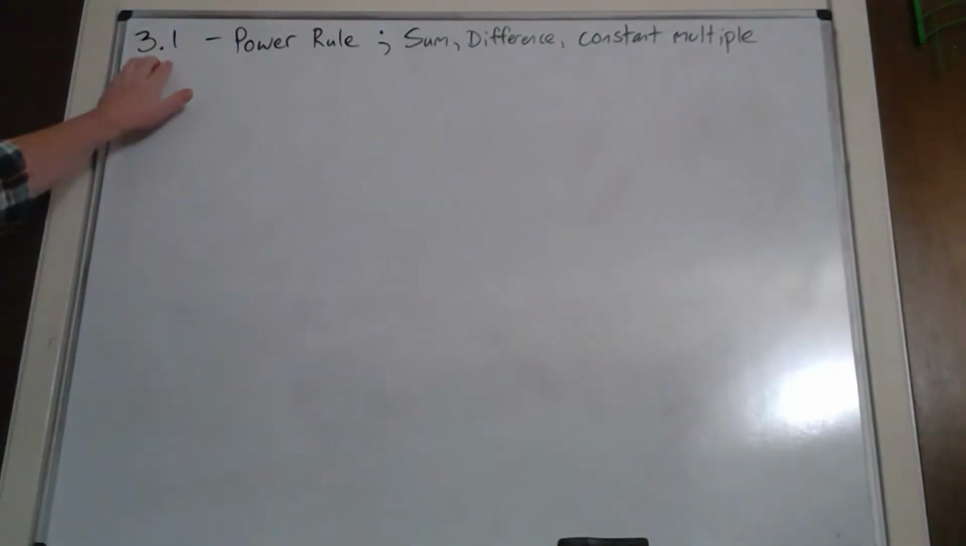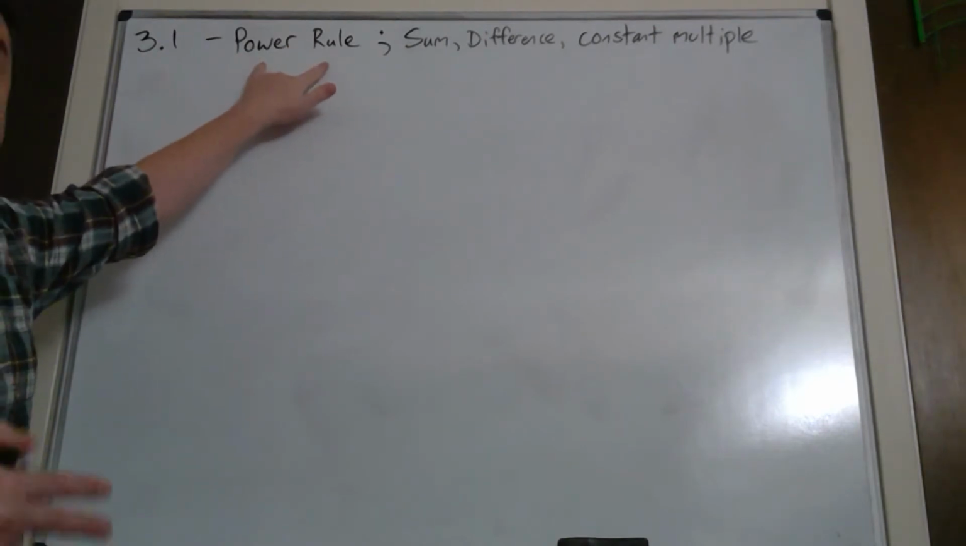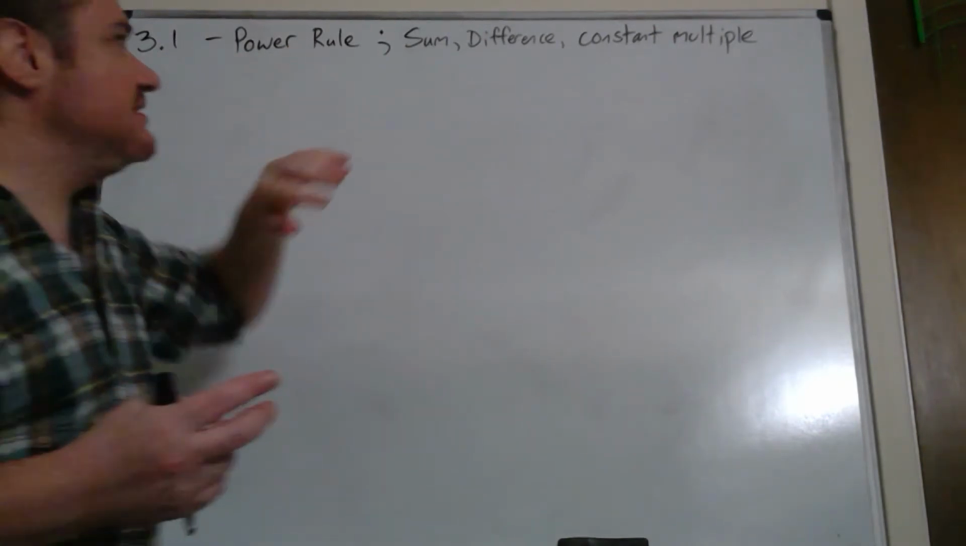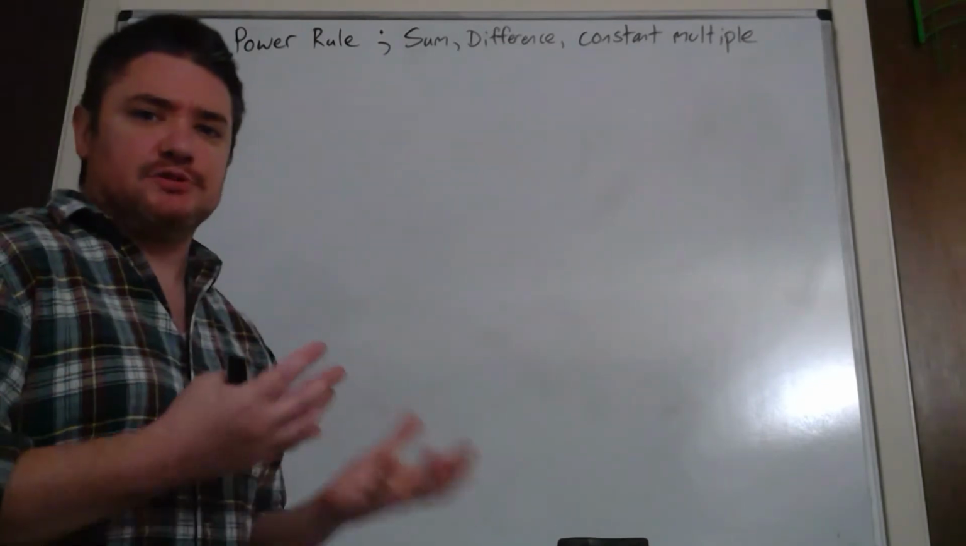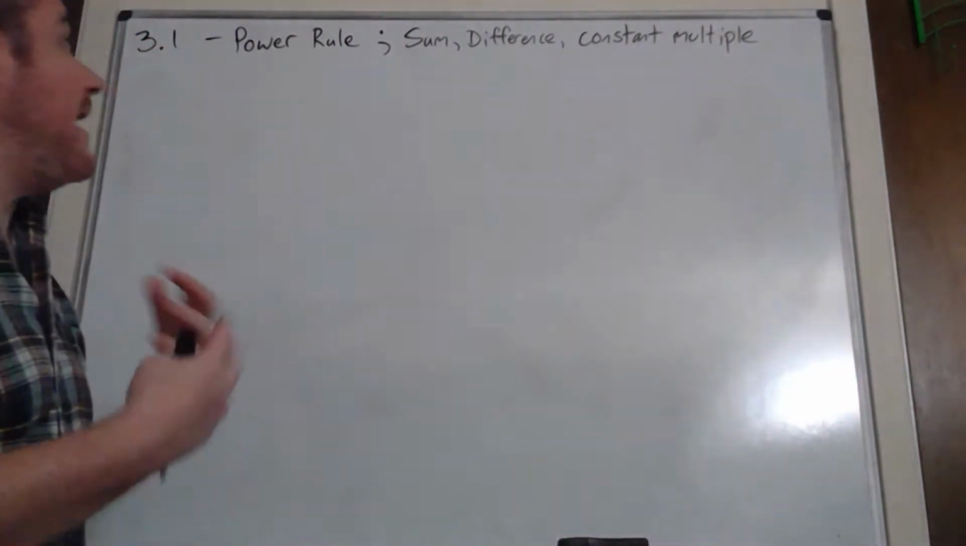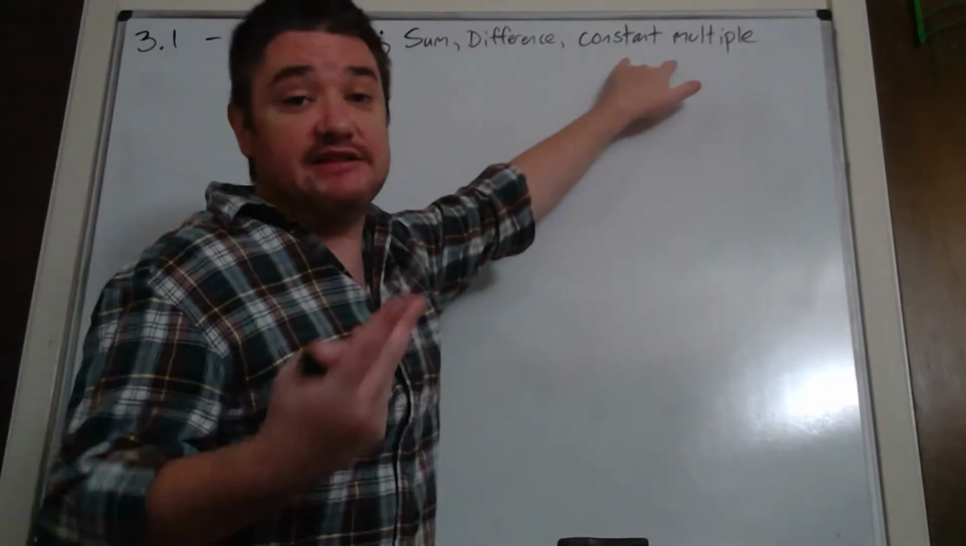Okay, folks, section 3.1, this will be my second video. Just reiterate our power rule, which was discussed in the first video. And then I wanted to introduce a couple of other basic rules that go towards polynomials, which are really combinations of power functions with maybe some constant multiples. So we'll talk about the sum, difference, and constant multiple rules.